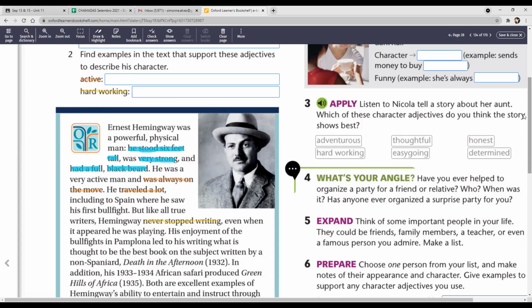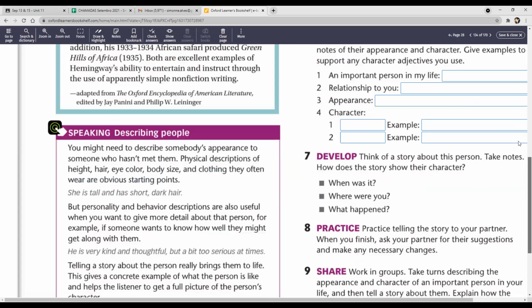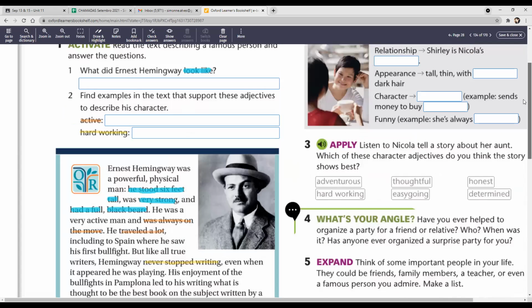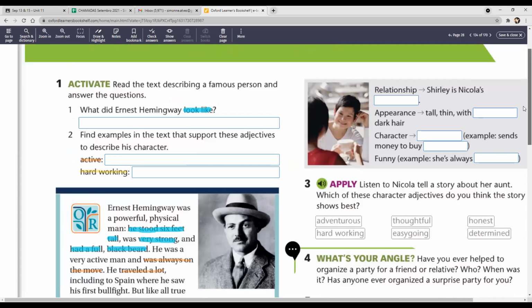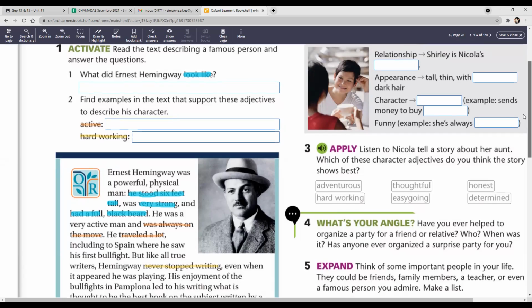Very good, awesome. So now moving on to number 3, we are going to listen to Nicola tell a story about her aunt. Which of these character adjectives do you think the story shows best? Okay, so let's take a look. Here we have the adjectives adventurous, hardworking, thoughtful, easygoing, honest, and determined. Let's take a look.